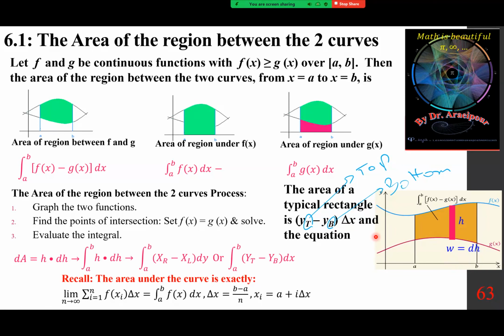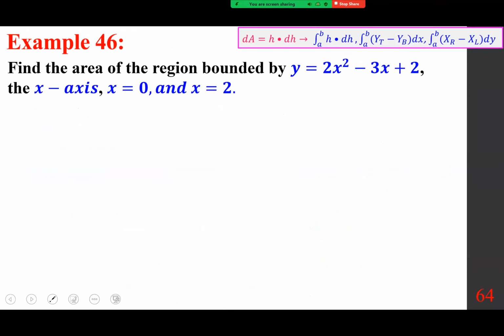So y of the top minus y of the bottom dx, or x of the right minus x of the left dy. And so if it's f and g, it's the integral from a to b of f of x minus g of x dx. So that's the synopsis that we need.